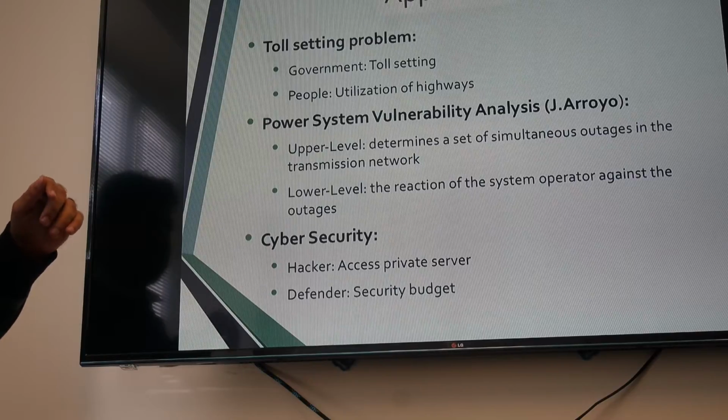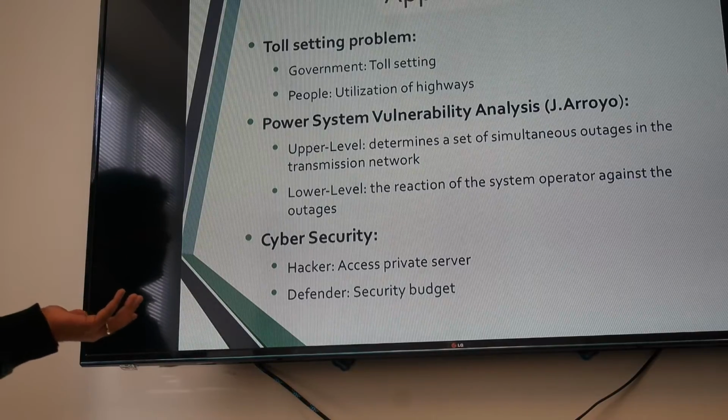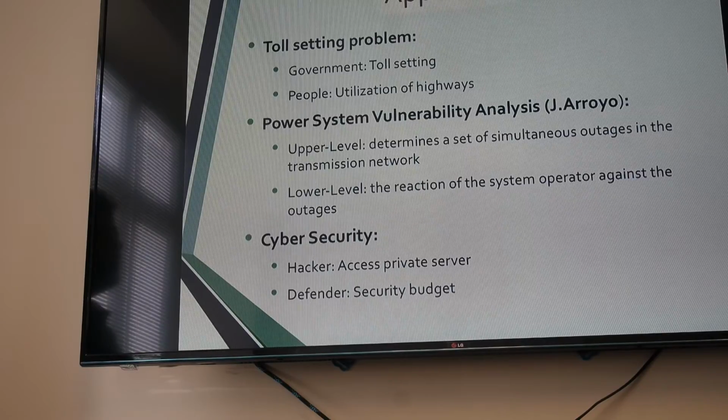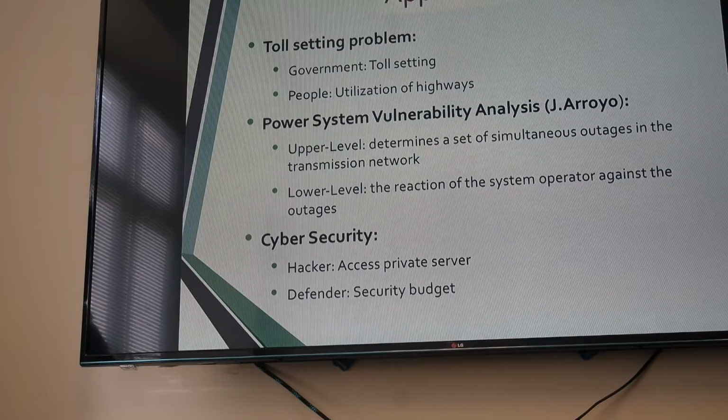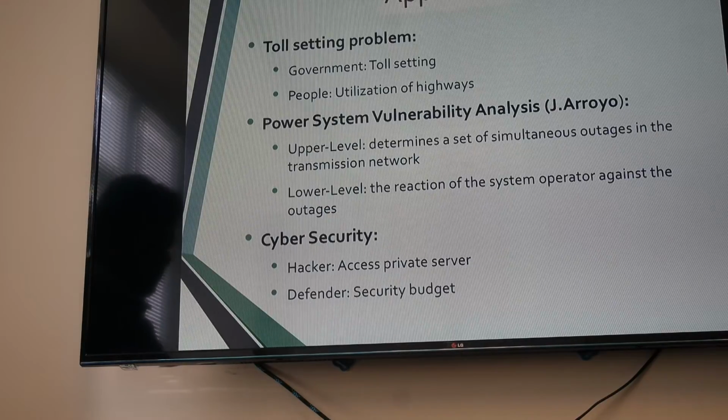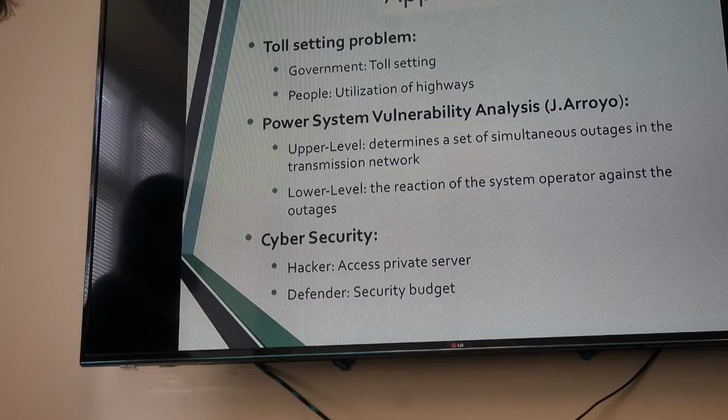Cybersecurity. So the hacker decides which private servers to access, how many of them, based on some restrictions in the resources. The defender decides the security budget that's needed, and the level of security that has to be there to minimize the attacks, again within some constraints.